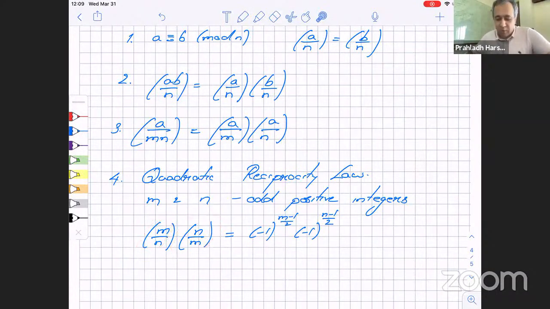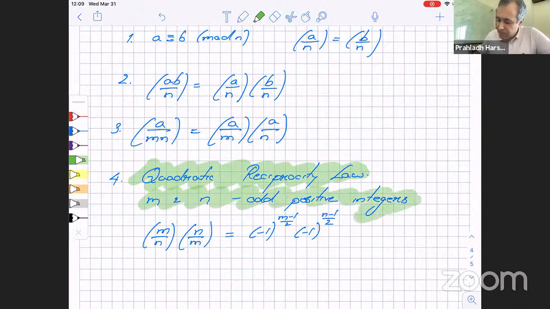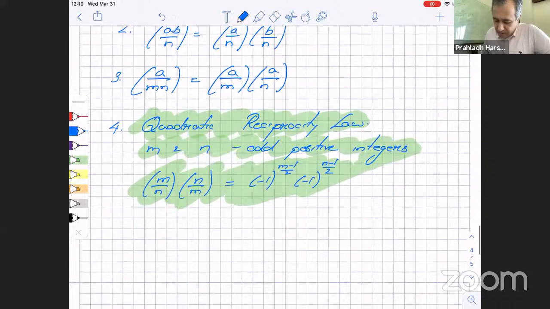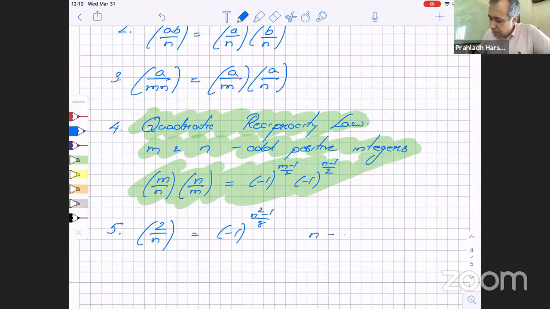This follows from the corresponding fact for the Legendre symbol. This is Gauss's quadratic reciprocity law. I will assume this. This is a non-trivial fact. We will assume this, and we will see the power of this very shortly. I'll need one more thing. Suppose you had (2/n), I want to claim this is just (-1) to the power (n^2-1)/8. And once again, n is odd.